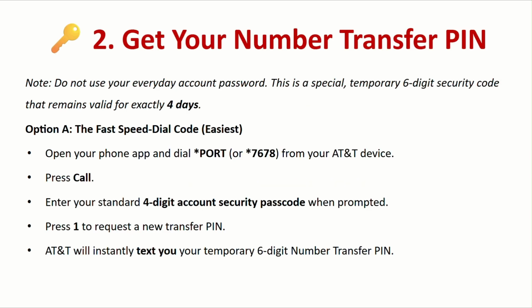Next, get your number transfer PIN. Note, do not use your everyday account password. This is a special temporary 6-digit security code that remains valid for exactly 4 days. Option A, the fast speed dial code, easiest. Open your phone app and dial star PORT or star 7678 from your AT&T device. Then press call. Now enter your standard 4-digit account security passcode when prompted and press 1 to request a new transfer PIN. AT&T will instantly text you your temporary 6-digit number transfer PIN.